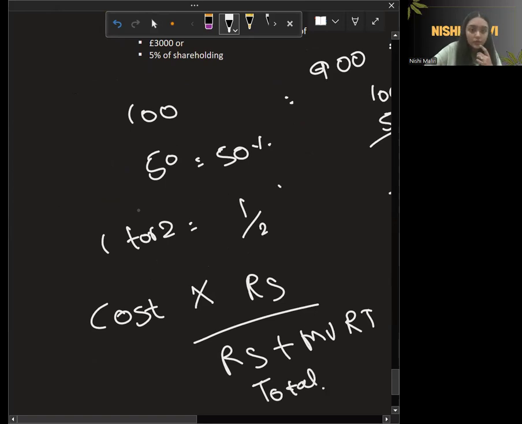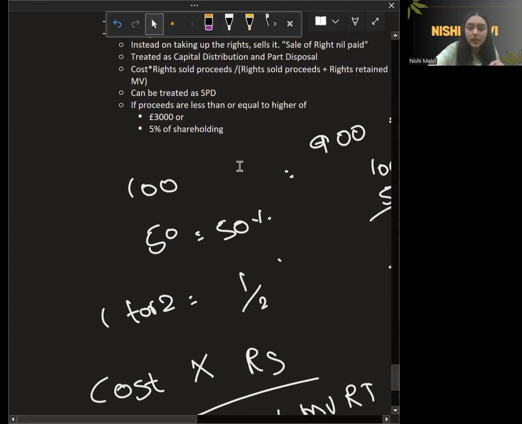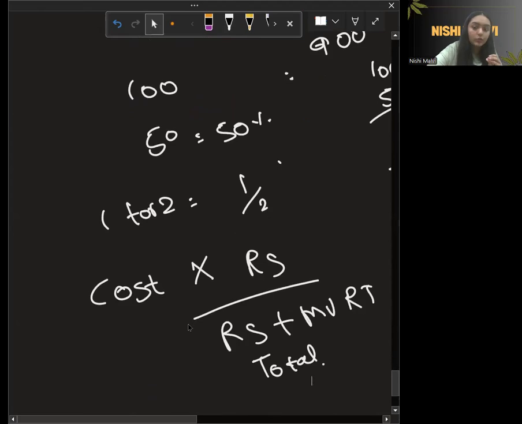Total market value. You have to take the average. So you will deduct this much, you will deduct that value from your shareholding cost. And whatever gain you have, this will be deferred.